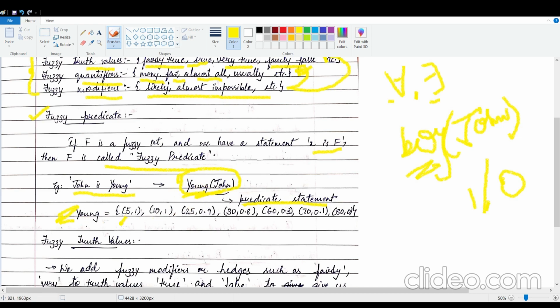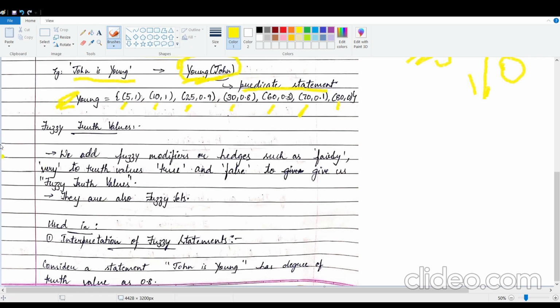If John is, say, 5 years old, then he is definitely young. Everyone might consider him young. If he's 10, he's still young. At 25, most people might consider him to be young. 30, still young. 60, not really young. 70, very few people might call him young. 80, definitely no one calls him young. So this is the way a fuzzy predicate is different from your regular predicates. Now let us go to the next topic, fuzzy truth values.